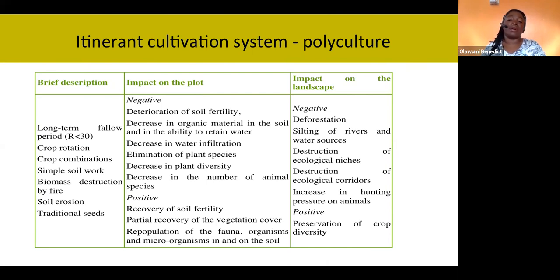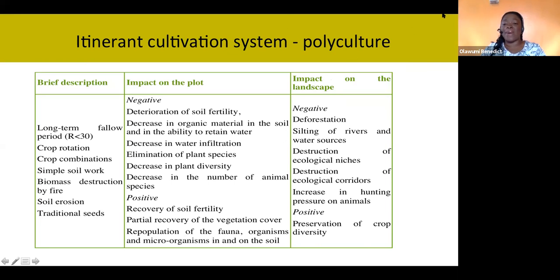The positive impact is that when they leave it to fallow, there's recovery of soil fertility. Then there's partial recovery of the vegetation cover when they leave the land to fallow. And the repopulation of the fauna organisms and microorganisms in the soil and on the soil will come into play when they leave the land to fallow.